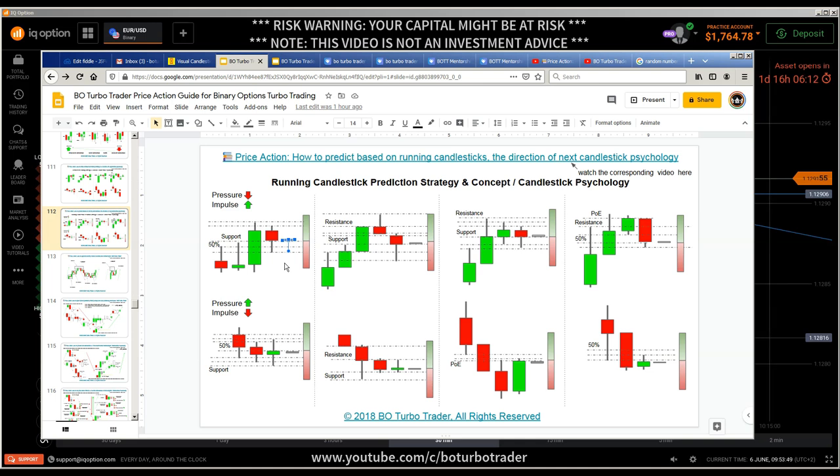So there are two movements. I call them pressure and the impulse. The impulse is what most of you are calling the rejection. Yes, and the pressure is the movement of the candle itself.